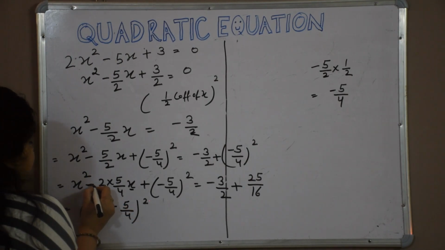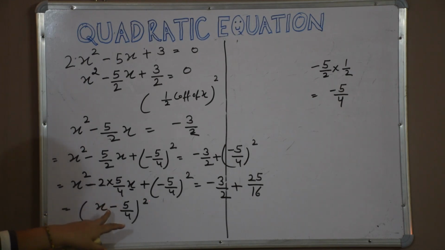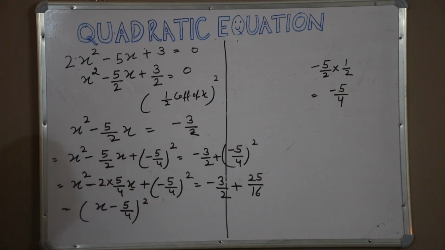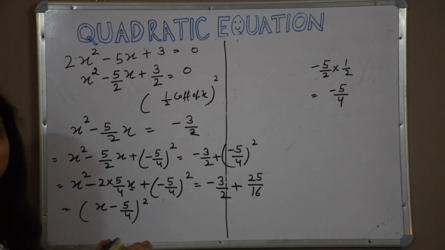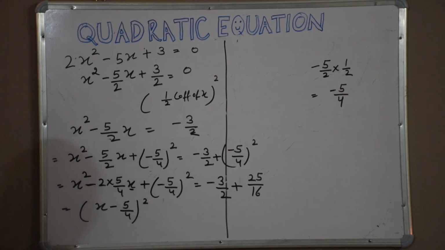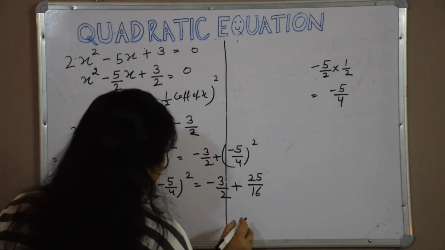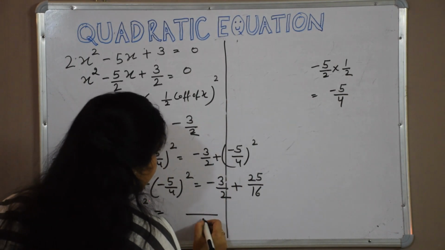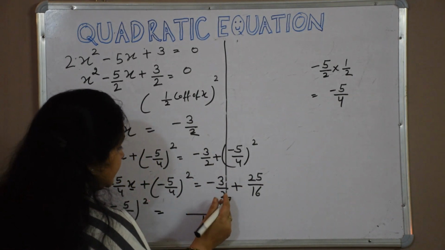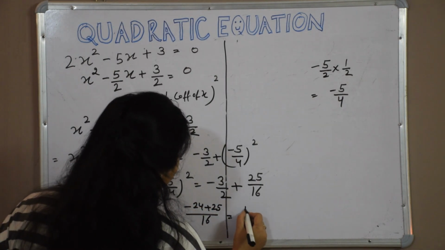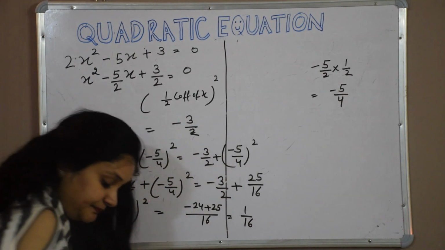Whatever sign is there, if it is plus we have to write a plus b, and if it is minus, a minus b, because just before this question I told you all the formulas that we are using here, and a minus b whole square was a square minus 2ab plus b square. From that we can write it like this, and it is equal to, now we have to solve this part. Take LCM 16, 2 8s are 16, minus 24 plus 25. So we are getting 1 by 16.